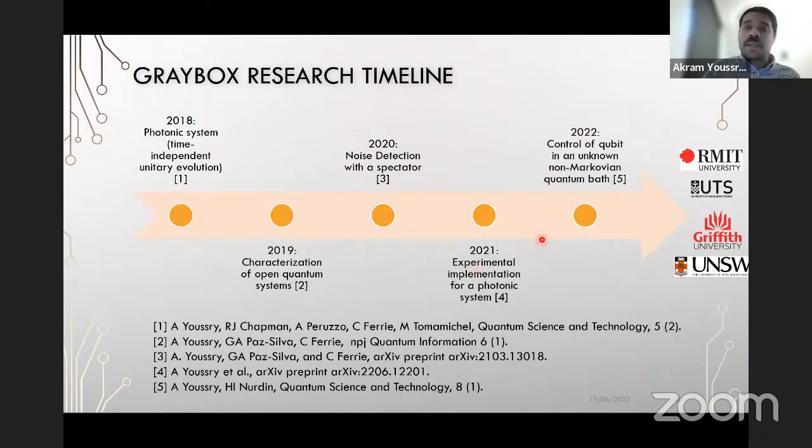And then recently we looked in more detail into the control aspects of using the Graybox. Previously it was more focused on identification. In this work, we're focusing more on control. So I'll give a quick overview of these different results that we had over the years.